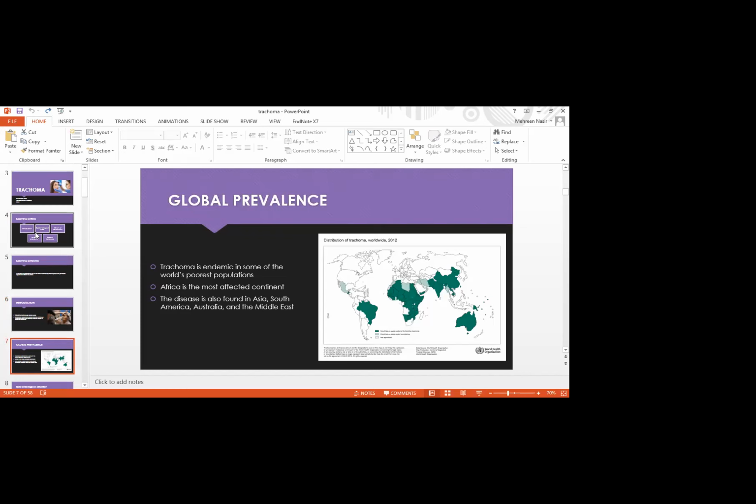Discussing the global prevalence. Trachoma is still endemic in some of the world's poorest populations. Africa is the most affected continent, and this disease is also found in Asia, South America, Australia, and the Middle East. On the right side, you can see an area map in which dark green color shows that trachoma is still endemic in these countries, and Africa is the most affected continent, and Pakistan is also included in this area where trachoma is still endemic.